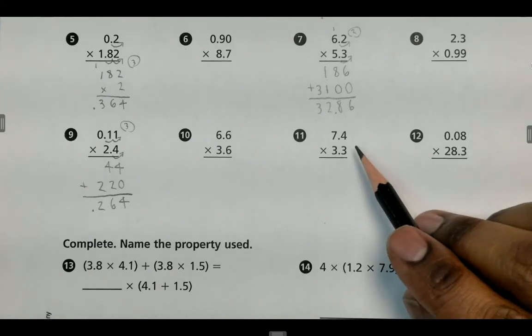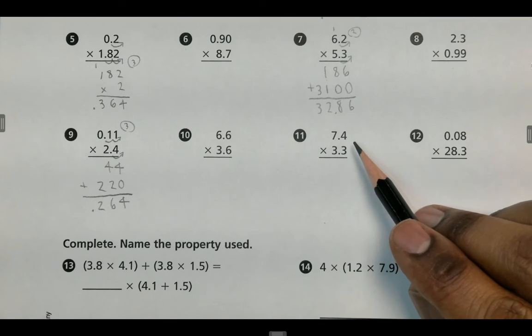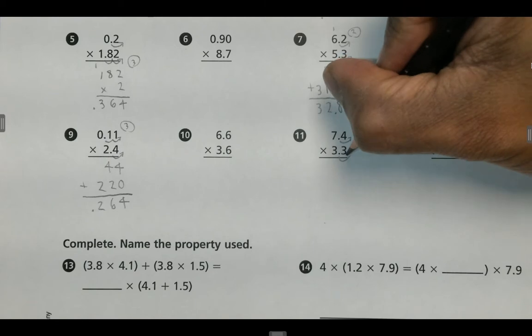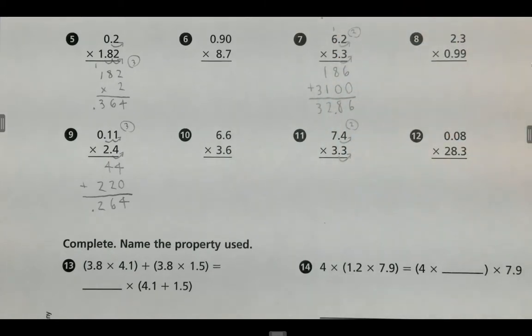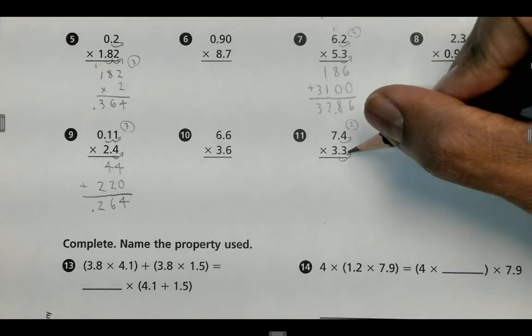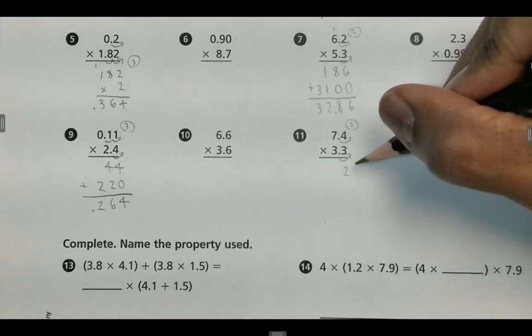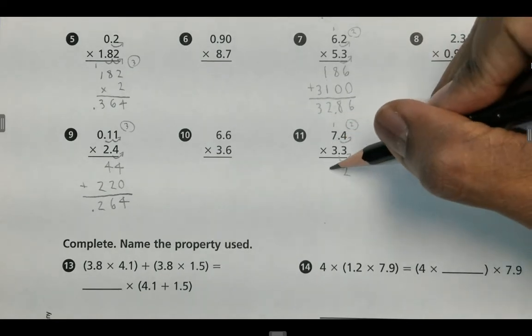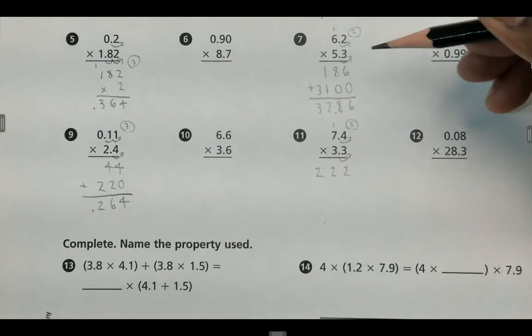Number 11. Let's clear the decimal points out. Whoop, whoop. 2 pushes will do it. Now we're dealing with 74 times 33. First row, 3 times 4 is 12. 2 comes down, 1 gets carried. 3 times 7 is 21, plus the 1 is 22.